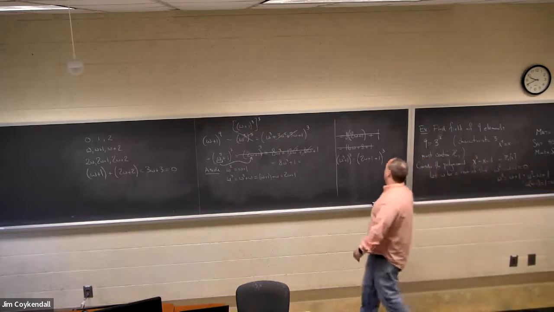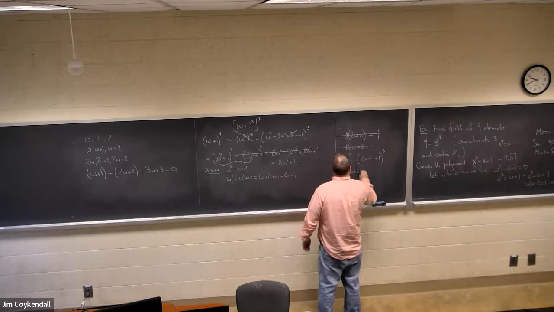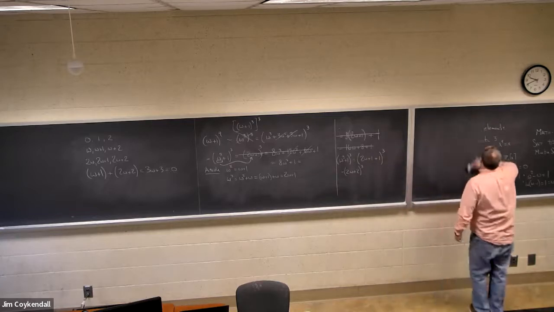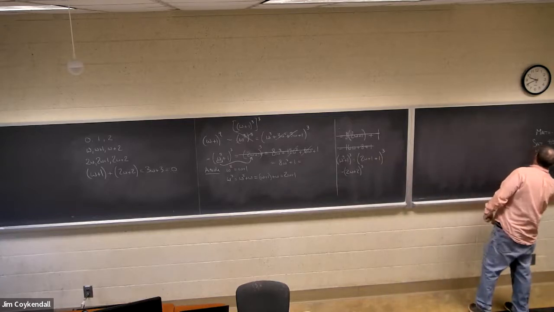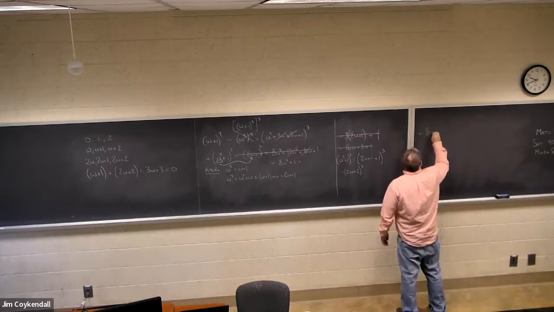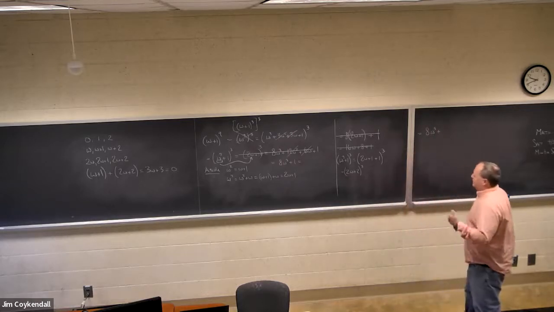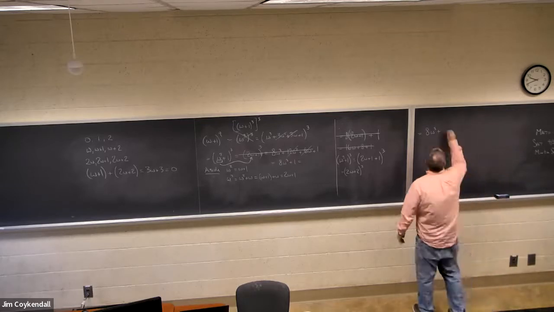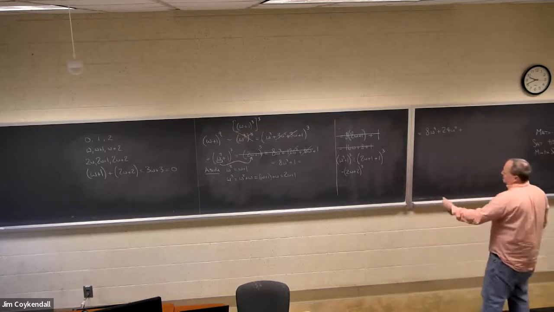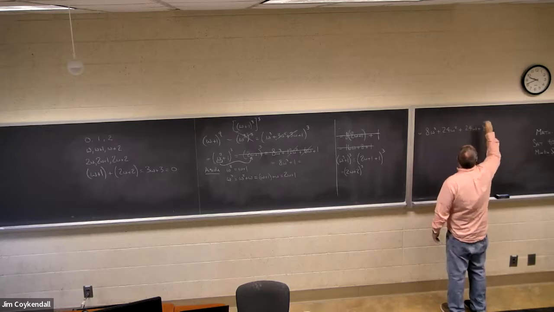So this is 2 omega plus 2, cubed. And we're hoping for better fortune now. This is 8 omega cubed plus 24 omega squared plus 24 omega plus 8.